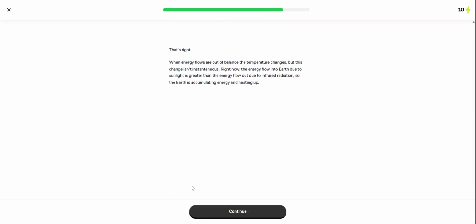Yep, that's right. When energy flows are out of balance, the temperature changes, but this change isn't instantaneous. Right now, the energy flow into Earth due to sunlight is greater than the energy flow out due to infrared radiation, so the Earth is accumulating energy and heating up. Continue to the next screen.